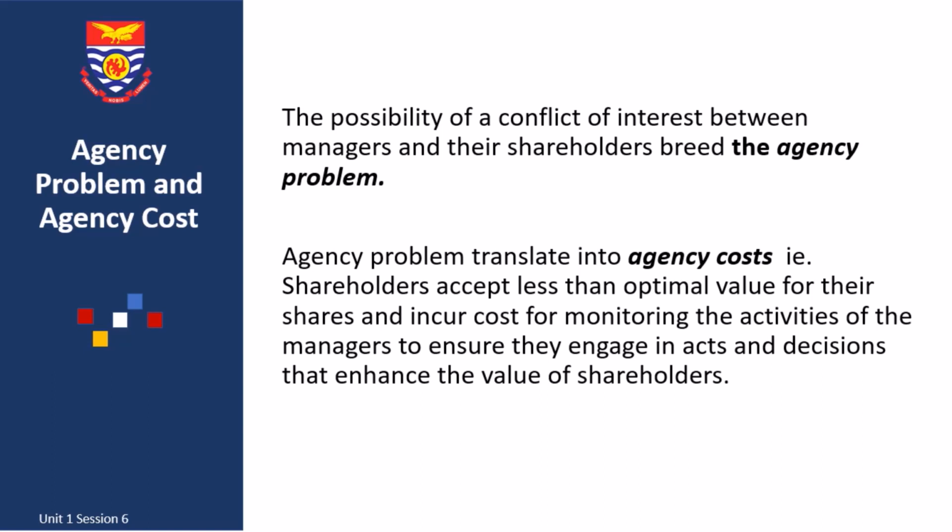They stated some examples here. Shareholders accept less than optimal value for their shares and incur costs for monitoring the activities of managers to ensure they engage in acts and decisions that enhance the value of shareholders. Agency cost comes in when shareholders use other means for monitoring the activities of managers of the firm, and in the course of doing that, they incur costs which might even be higher than the optimal value for their shares.